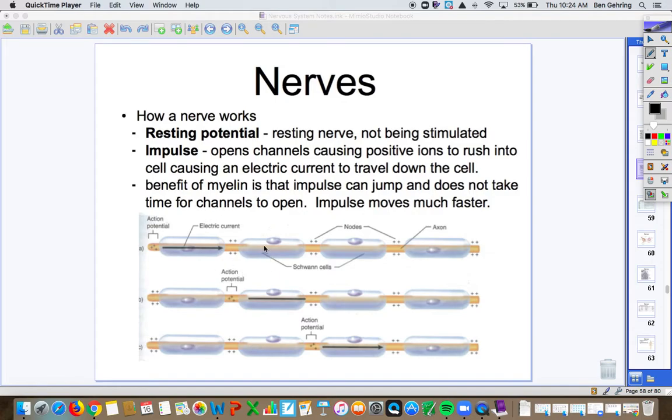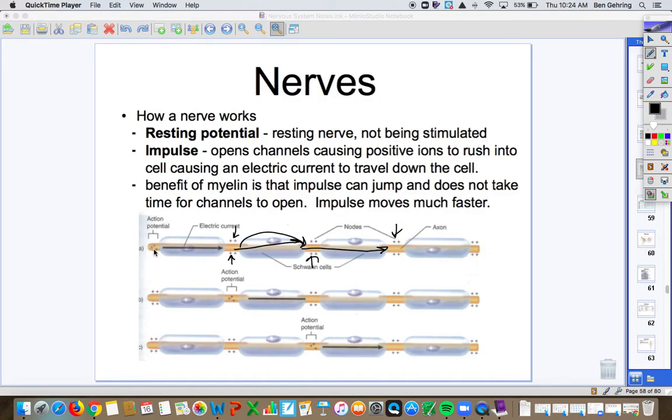This is looking at how the myelin works. And so this is that impulse jumping. So we have these nodes here. This is where your ions can travel in and out, at these nodes. And so then it can jump from this point to this point. So these ions travel in, the signal gets to here, and then the ions travel in, and the signal goes to here. So it allows it to go faster.